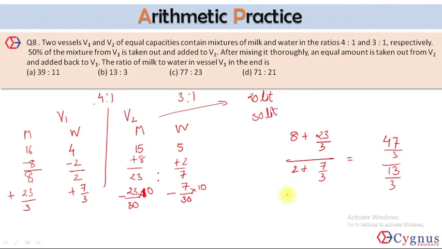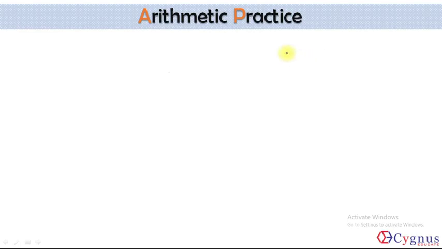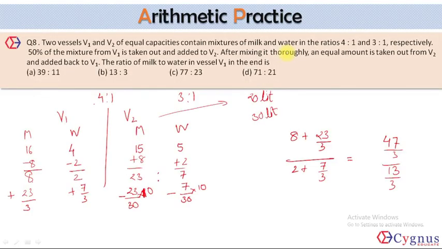I think something is wrong here. It should be 47 and 30. Already I was having how much mixture here? Let's look at this again. There should be a correction. This should not be an equal amount. This should be what? Just a second. 50%. This should be what? 50% of the quantity from V2 should be mixed.